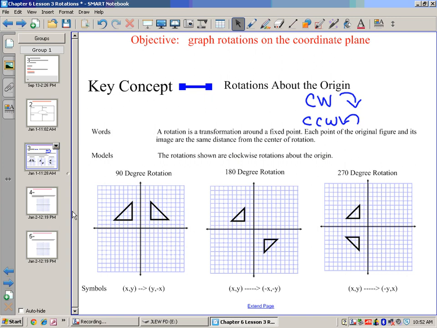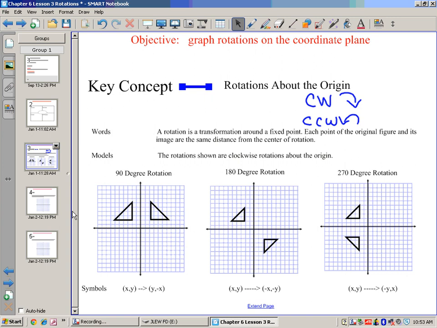Keep that in mind. Okay, our 180 degree rotation, our vertices x and y of our pre-image, then our image becomes negative x, negative y, so they're the exact opposite. And then our 270 degree rotation, our pre-image vertices x and y become negative y, x.